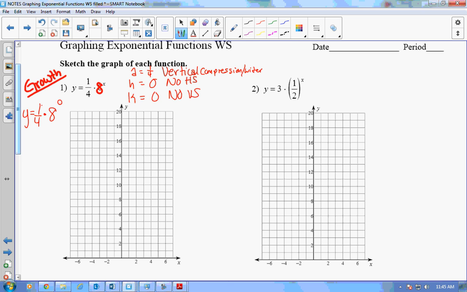Okay, Colby, what is 8 to the 0 power? No. We just wrote this down. It's 1. 1/4 times 1, which is a nice pretty 1/4. So we have a point on the graph. We plugged in 0. We got 1/4. Would you plot that on your graph? 0, 1/4 is really close to the x-axis.